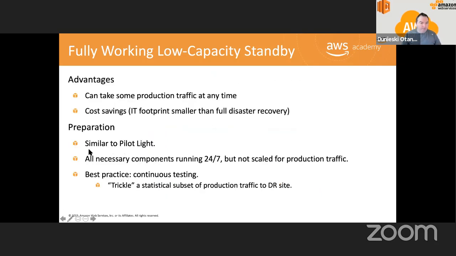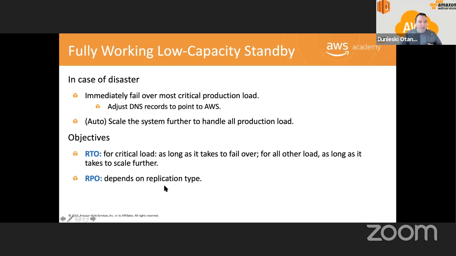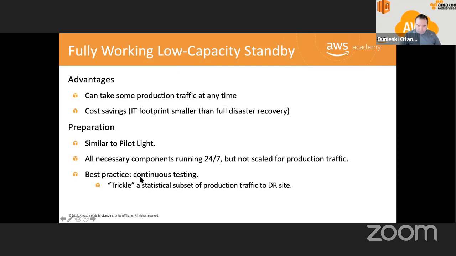Preparation is similar to Pilot Light. All necessary components running 24/7. Best practice, trickle statistical subset. Well, we read that already. Right? So objectives, the RTO and RPO. For critical load, as long as it takes to fail over. For all other load, as long as it takes to scale further. So remember, RTO is the time that you can quickly recover. Okay, that's the time. And RPO has to do with the data that you're willing to lose. It depends on the replication type, if it is asynchronous or synchronous. So you have to decide how you're doing that.